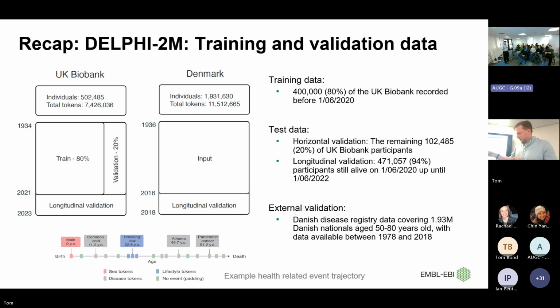This little schematic at the bottom just shows you what we're talking about. We're not talking about any really extended data sets for the basic DELPHI model. We're just looking at healthcare events across time with some basic demographic information: sex, smoking status, alcohol consumption, and BMI. That's all that was used within the original DELPHI model.